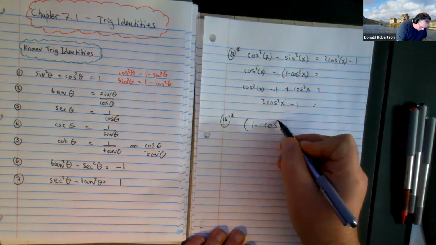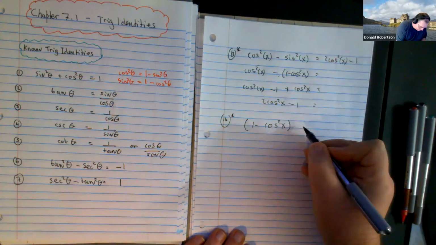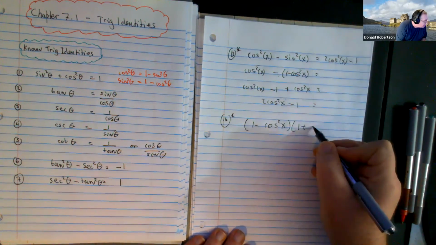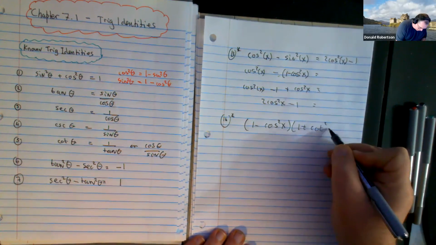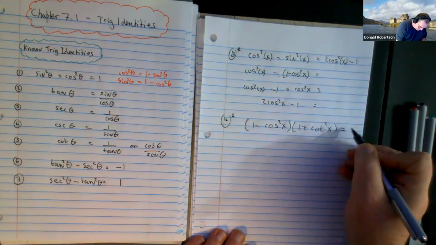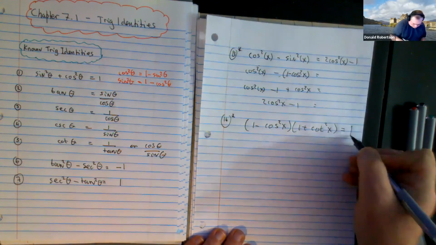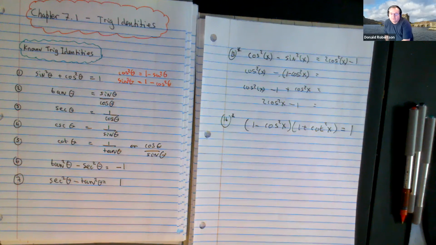One take away cos squared x, 1 plus cotangent squared x equals 1. Right. Everyone's unique in its own way. This is going to be our last one for today. Give me a starting point. Give me something to do.